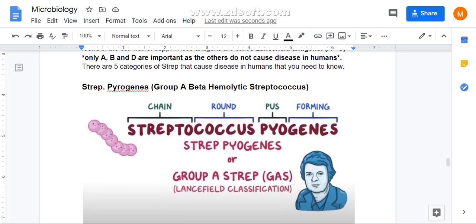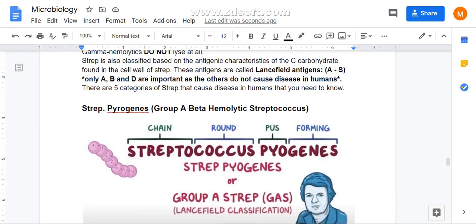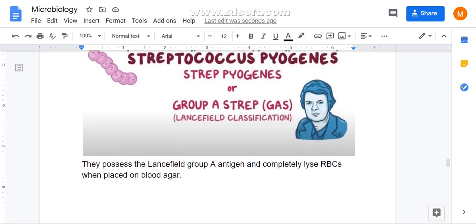So we have Strep Pyogenes, also known as Group A, meaning it has the Lancefield A antigen. Beta hemolytic means it completely lyses red blood cells. Streptococcus pyogenes: strep is chain, coccus means round, pyo means pus, and genes means forming. So it's a round chain bacterium that forms pus, and that's why it's called Strep Pyogenes. They possess the Lancefield group A antigen and completely lyse red blood cells when placed on blood agar.